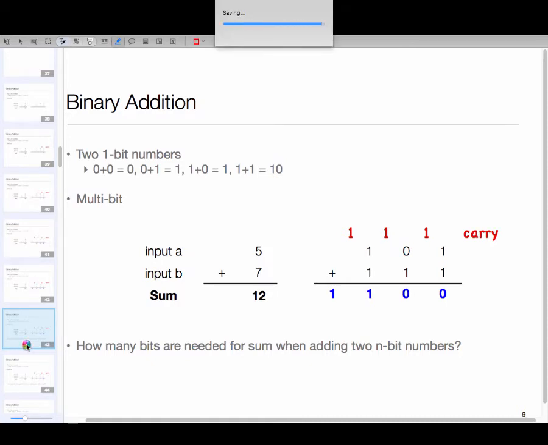N plus 1. Why is that? So take the analogy again with decimal numbers. If I'm adding two-digit numbers, I may need 3 digits for the output, right? Like 99 plus 99 cannot be represented in 2 digits. So when adding 2 n-bit numbers, the sum may need an extra digit, an extra bit.